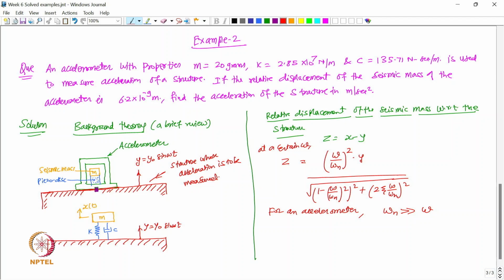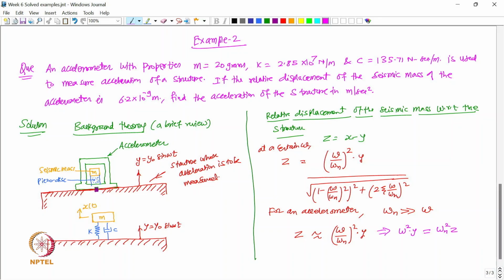Okay. So, when that is the case, as we discussed and demonstrated in the lecture classes, this z would be approximately equal to omega upon omega n whole square into y, because the denominator will be almost equal to 1. And if that is so, then we will have omega square into y is equal to omega n square into z, right.